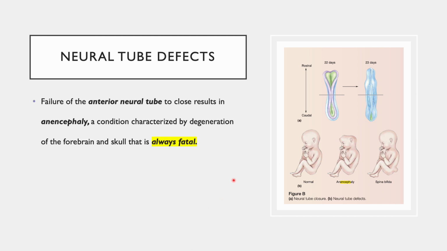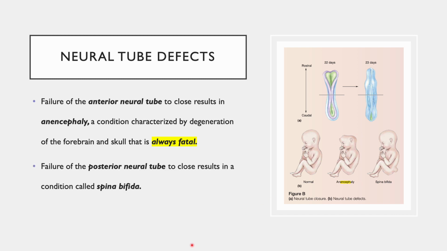Failure of the anterior neural tube to close results in anencephaly. This is a condition in which there's degeneration of the forebrain. Unfortunately, due to this degeneration of the brain and skull, this defect is always fatal. Spina bifida is the failure of the posterior neural tube to close. And we're going to talk about different severities of spina bifida.